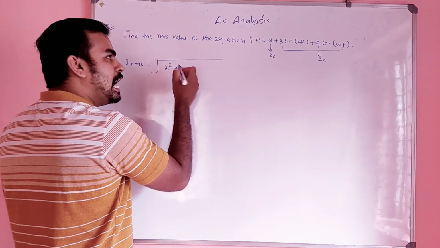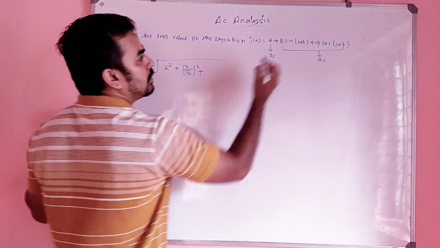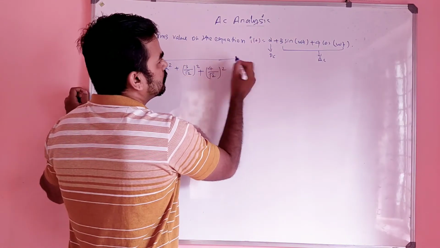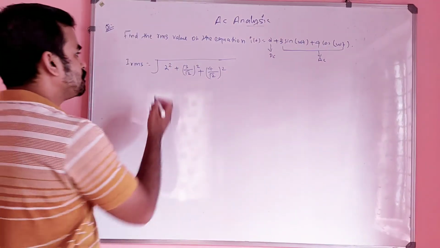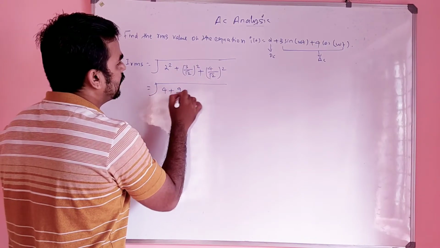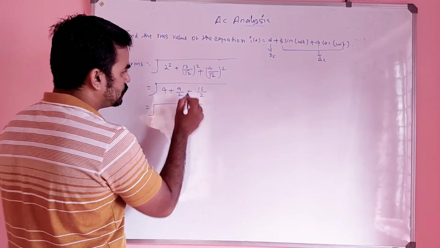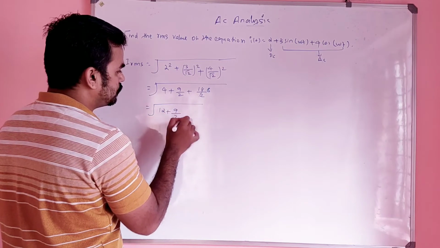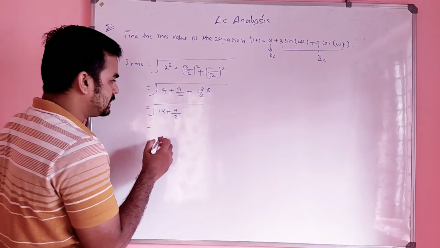So IRMS is equal to Im by root 2, which is the IRMS for a sinusoidal voltage. That is nothing but the root of 2 square plus 3 by root 2 square plus 4 by root 2 square, which is the root of 4 plus 9 by 2 plus 16 by 2. That is the root of 8 plus 12 plus 9 by 2, which is 33.